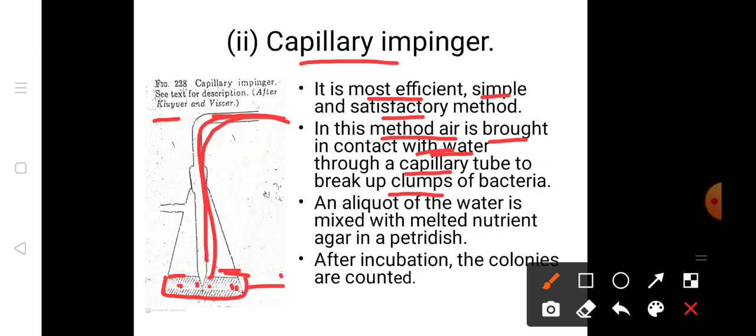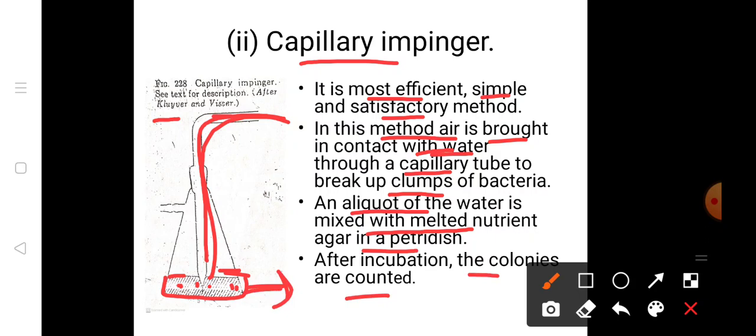Now we have to take an aliquot. An aliquot of the water is mixed with melted nutrient agar in a petri dish. We take the aliquot from this water and place it onto the agar plate, then incubate the plate for a particular time in hours. After incubation the colonies are counted. From the colonies we can determine how many microorganisms are present in the particular air environment.